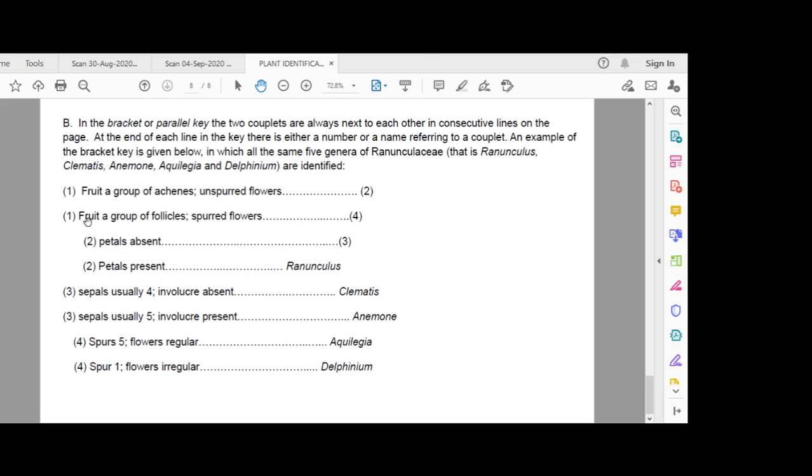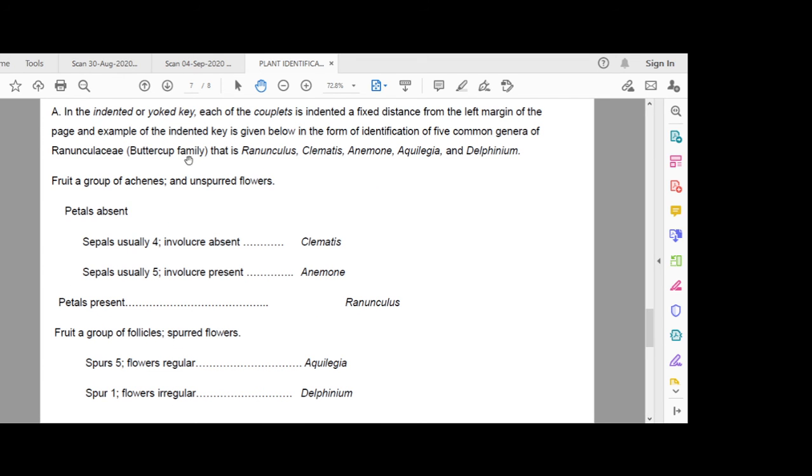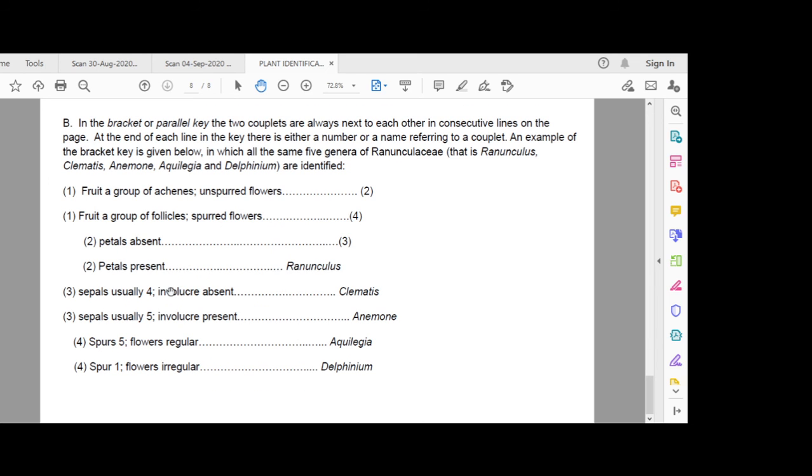Now we will go to the next lead. Fruit, a group of follicles, spurred flowers, 4. So we discuss 4 here. Spur 5, flowers regular, Aquilegia. Spur 1, flowers irregular, Delphinium. So I hope this will serve my purpose to make you understand the bracket key and the indented key or yoked key, what is the difference between them, and what is the role of these keys in the identification of plants.